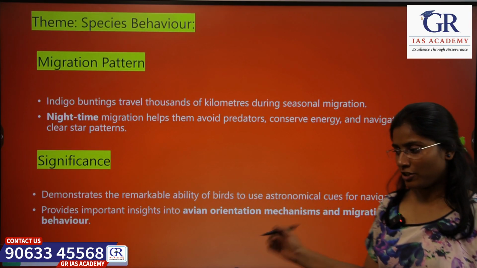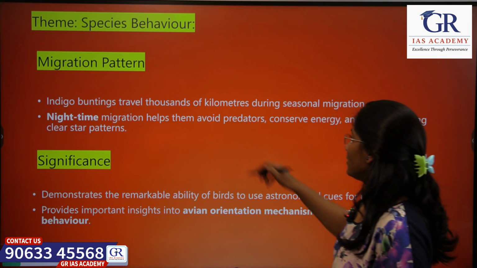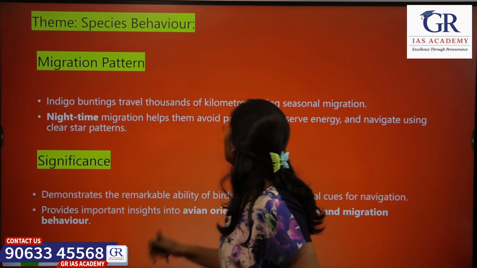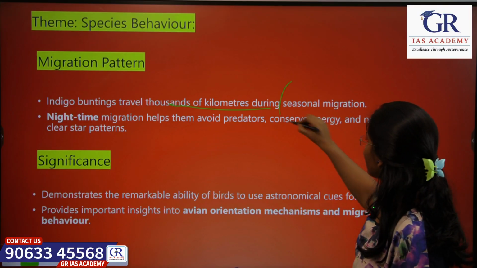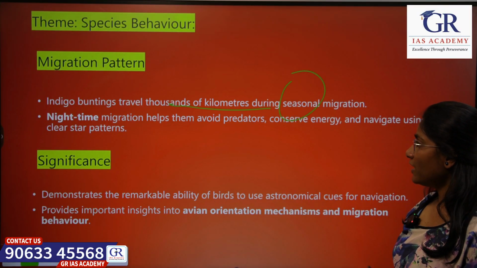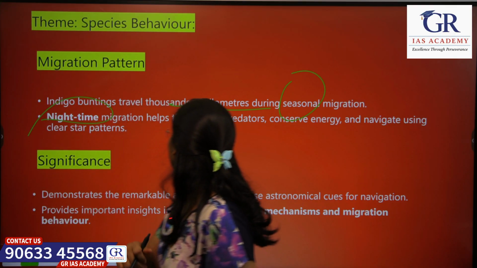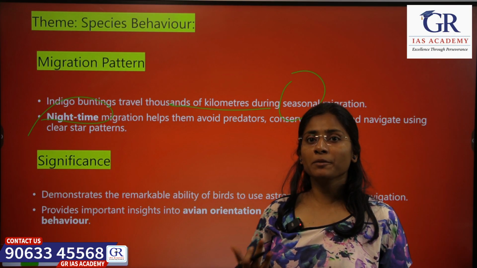Next, migration pattern. How do they travel? They travel thousands of kilometers. Whenever seasons change, they travel. And at what time? They travel at night. And why night time? That helps them avoid predators.